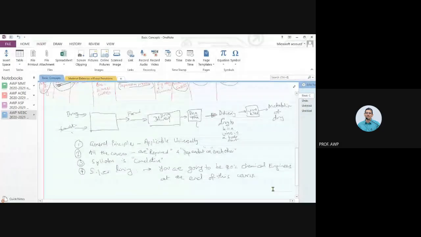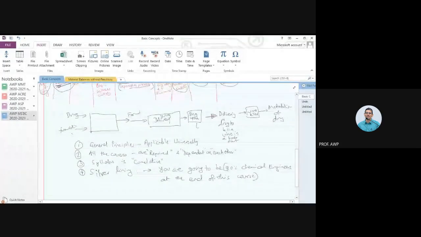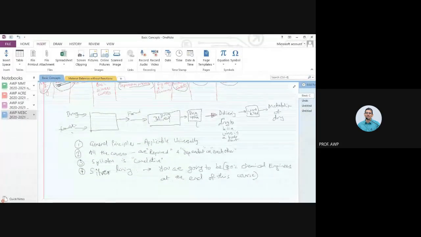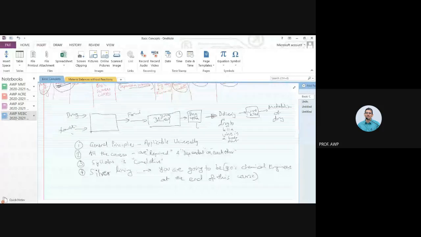You can talk. So you are going to be 80% chemical engineers. All the basic concepts we are going to study in this course, and later on you get more and more applications and more details of that concept. So we are going to have a lot of fun. We are going to talk about different things. We are going to have fun only if you keep on interacting like you did today. It will not be a one-way course.